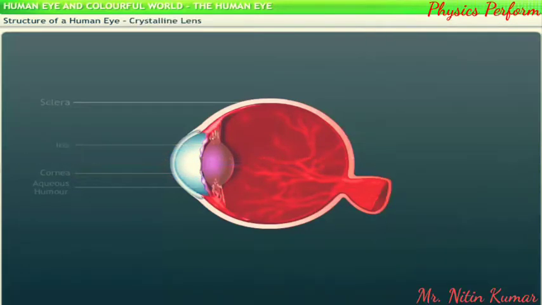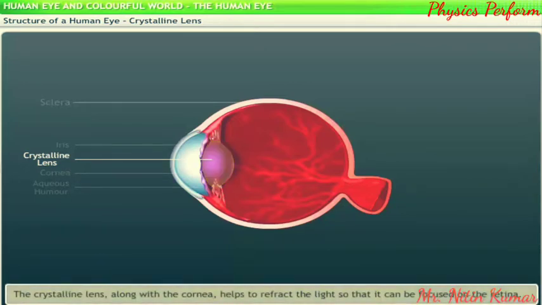The next part of the eye is the crystalline lens. The crystalline lens is a transparent biconvex structure in the eye, which, along with the cornea, helps to refract light so that it can be focused on the retina.